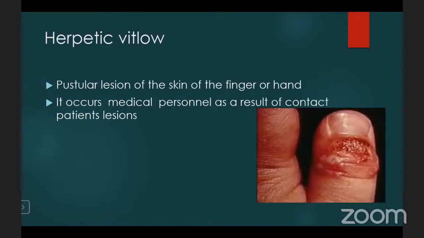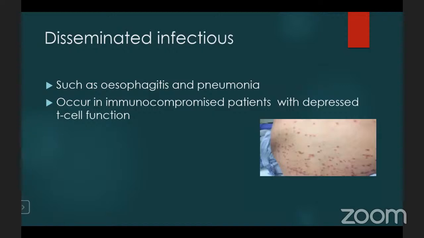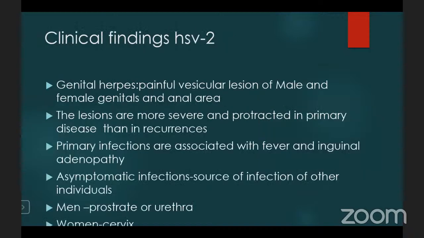Next one is herpetic whitlow, a pustular lesion of the skin of the finger. It occurs mainly in medical personnel as a result of contact with the patient's lesions. Next one is herpes gladiatorum. It occurs mainly in wrestlers and others who have close body contact. The vesicular lesions mainly occur on the head, neck, and trunk. Next one is disseminated infections such as esophagitis and pneumonia. It occurs in immunocompromised patients with depressed T cell function.